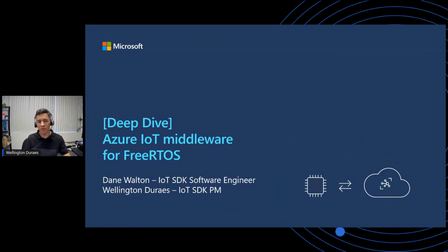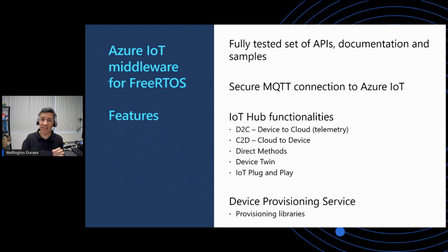Well, not anymore. Today we're introducing the Azure IoT Middleware for FreeRTOS. When you use this middleware, you're getting a fully tested set of APIs, documentation, and samples that allow you to get a secure MQTT connection to Azure IoT. And also out-of-the-box access to IoT Hub functionalities like device to cloud or telemetry, cloud to device, direct methods, twin, IoT Plug and Play, and also provisioning libraries like the Device Provisioning Service.